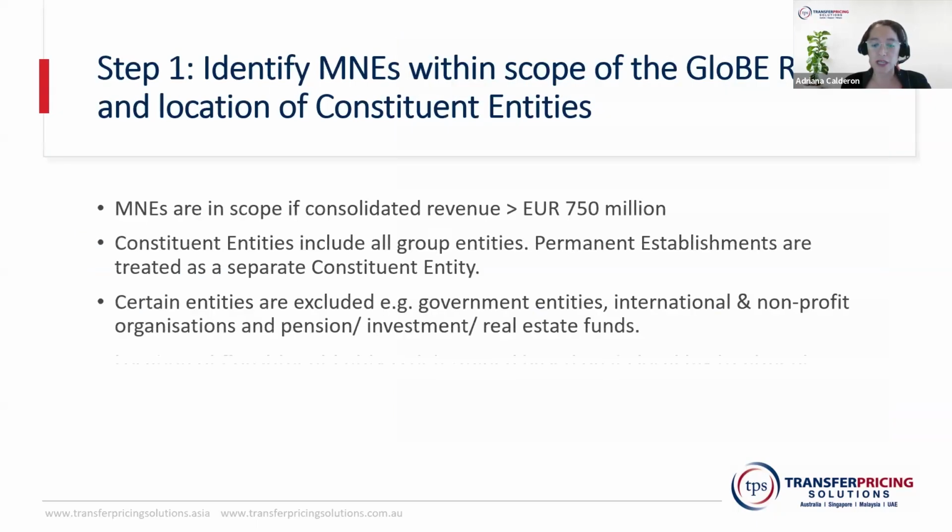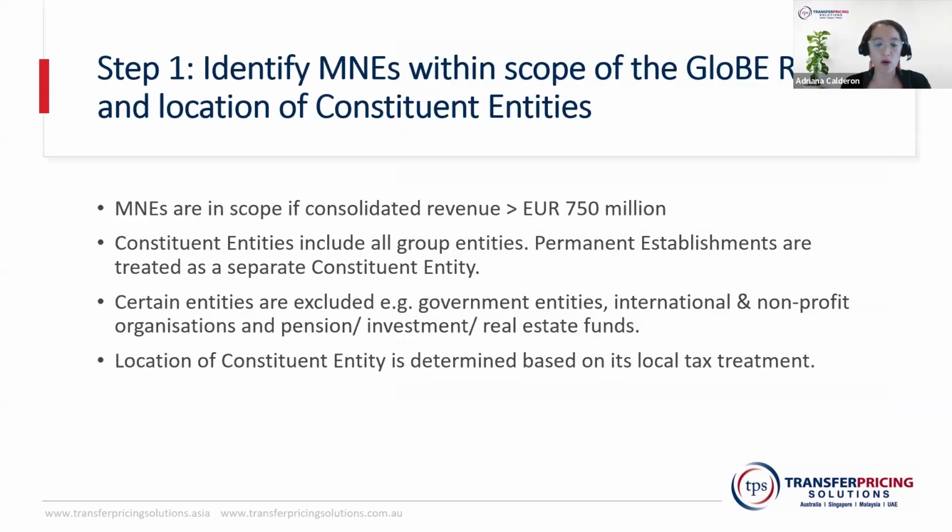So identifying the multinational companies that are within the scope of the GLOBE rules. For these, the main criteria is the consolidated revenue. Multinational companies that are within the scope of GLOBE rules basically are the ones who have annual revenue in euro greater than 750 million in at least 2 of the 4 fiscal years prior to the tested period. So my tested period is 4 years. If in 2 of them I have my income being above 750 million on a consolidated basis, then I will have to see how I comply with the GLOBE rules.